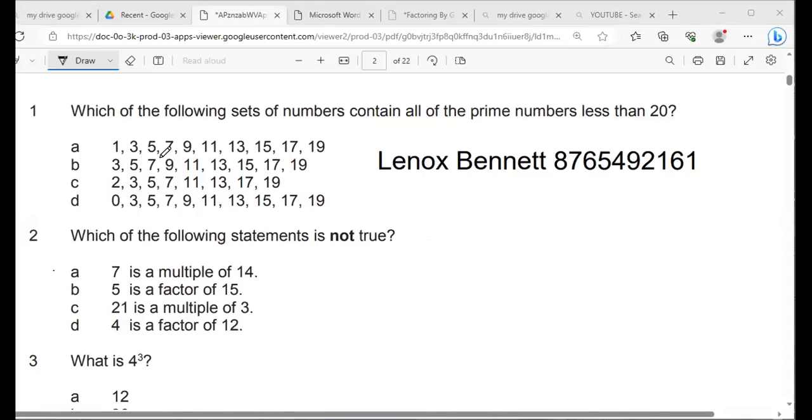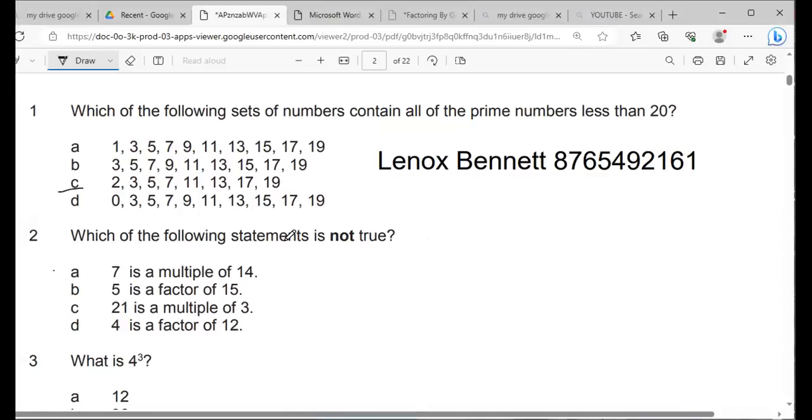All right, let's go. This one says, which of the following sets of numbers contain all the prime numbers less than 20? And that would be 1, 3, 5, 7, 9, no. 2, 3, 5, 7. So that would be C.